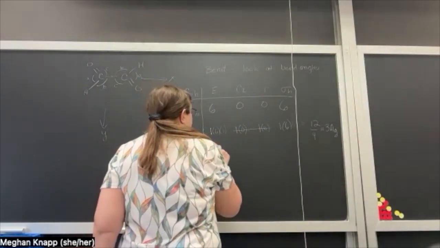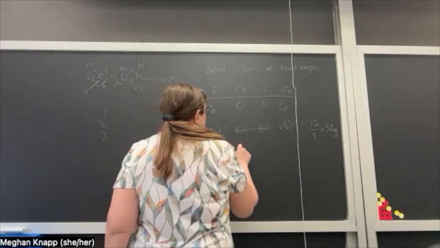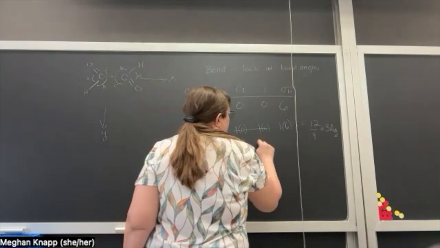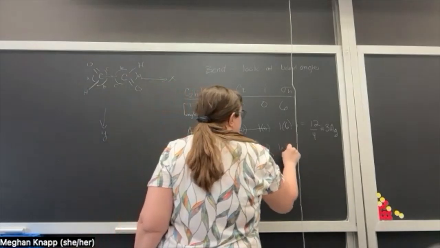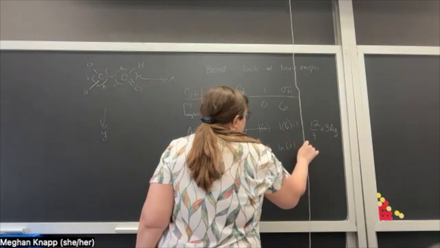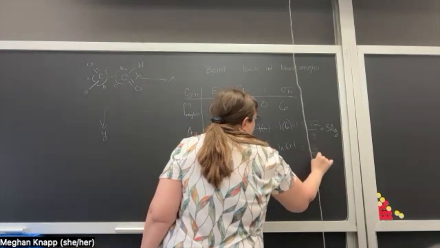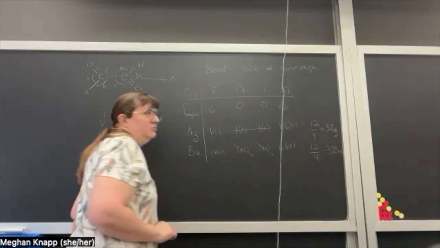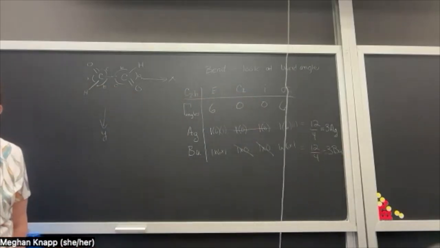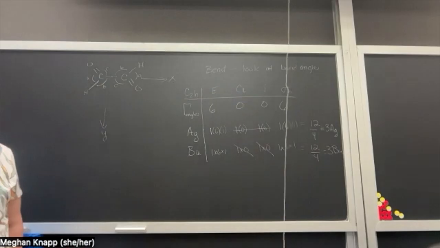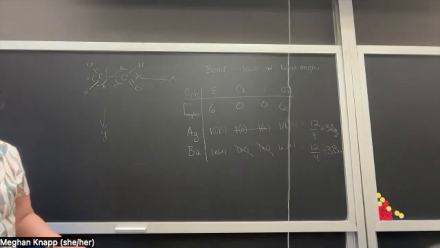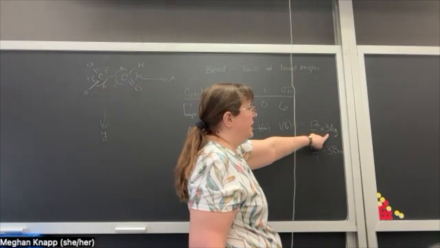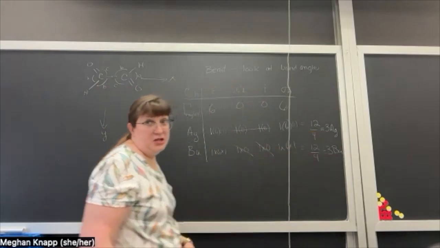B is 1, -1, -1, 1. So 1 times 6 times 1, then times 0, so I don't worry about it. 1 times 0, so I don't worry about it. 1 times 6 times 1. And so I end up with the same thing: 3 BU. Okay, so my 6 bends are broken into 3 bends that are AG and 3 bends that are BU.